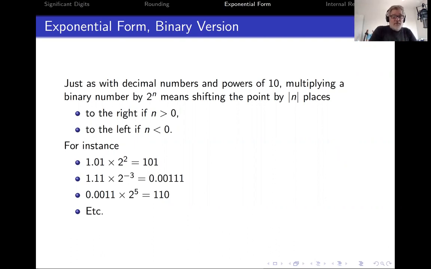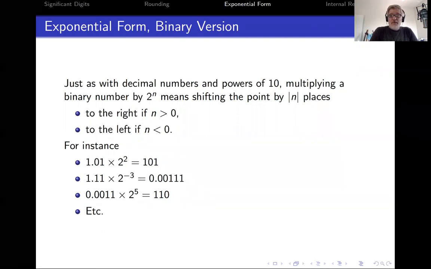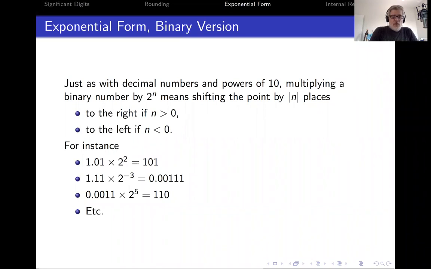Okay, so I have some examples here. So 1.01 times 2 power 2. The exponent is positive, so I shift the point to the right by 2, right? 1.11 times 2 power negative 3. The exponent is negative, so I'm shifting left by 3, so I get 0.00111. Everything here is in binary, okay? Well, except when I'm writing times 2 to the power, that part is written in decimal, but the mantissa is written in binary. So hopefully this is not confusing.